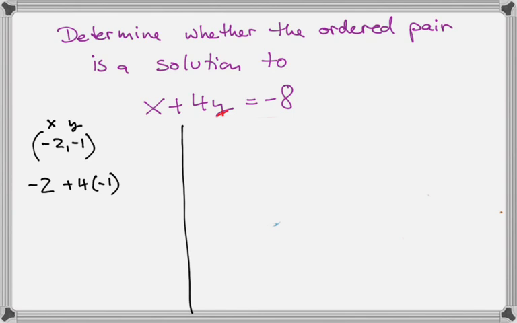Guys online, say yes or no. What do you say here? We have a -2, a -4 times a -1. 4 times a -1 is a -4.